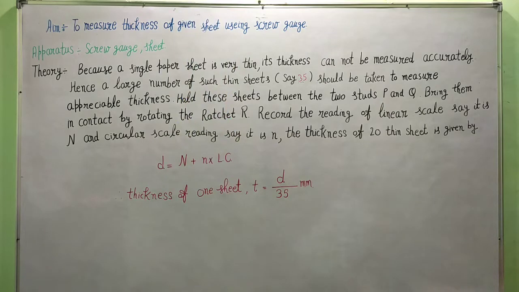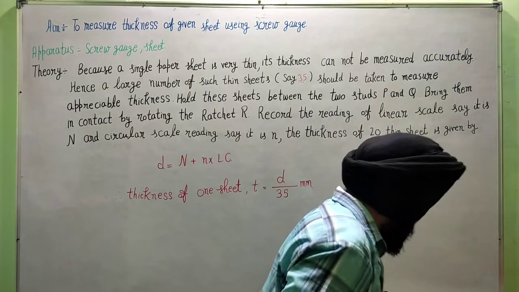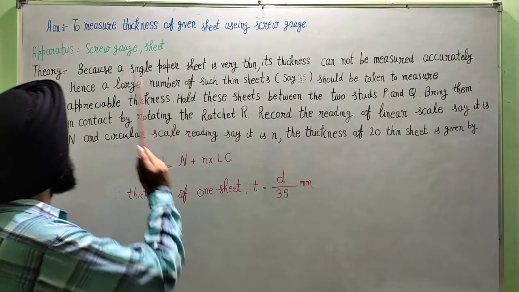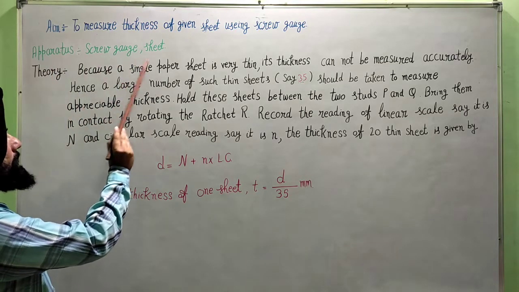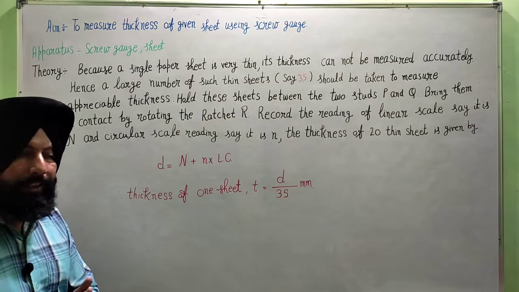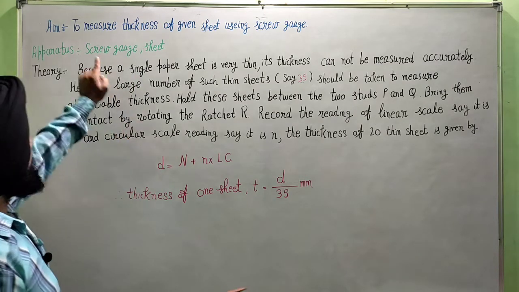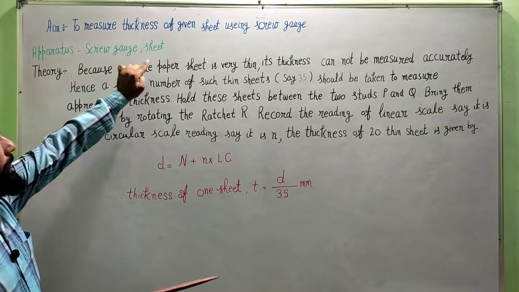Now apparatus: screw gauge and sheet. We use only 2 apparatus. First is the screw gauge and second is the sheet.